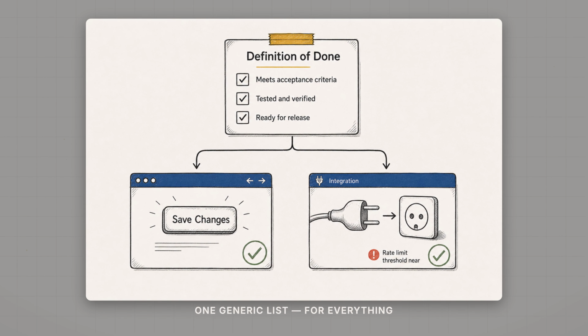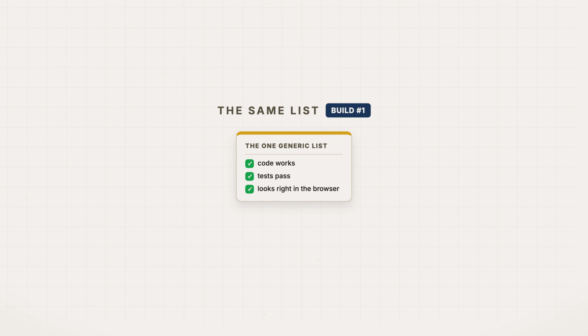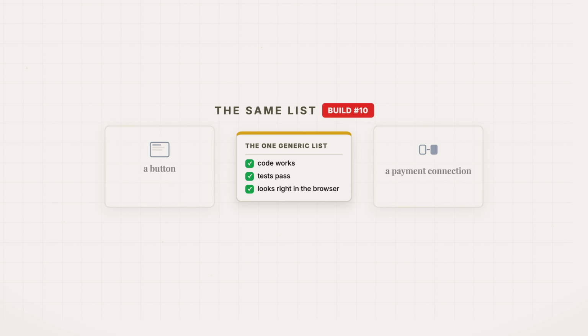In Foundations, you wrote a definition of done. A definition of done is just the list of what has to be true before you call a piece of work finished. And on your first build, it was a single bullet list. Code works, tests pass, looks right in the browser.